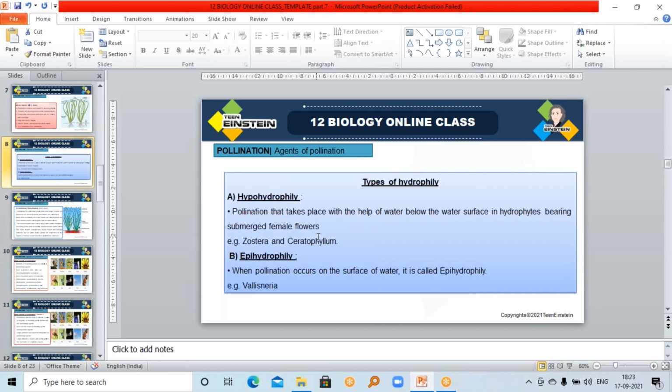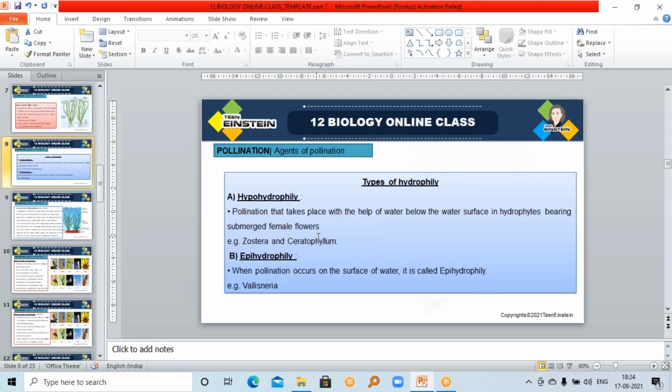Next, water pollination is called hydrophily, right? So we know that in hydrophily, the pollination is taking place with the help of water. We know Vallisneria, and there is another example called Hydrilla. Vallisneria and Hydrilla grow in fresh water. Got it? And another one, Zostera, that is a marine seagrass.